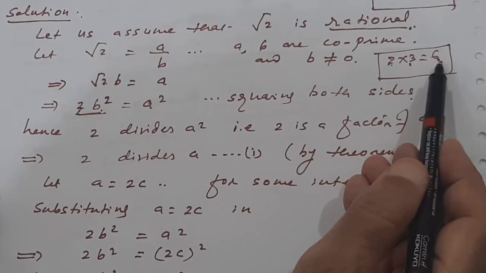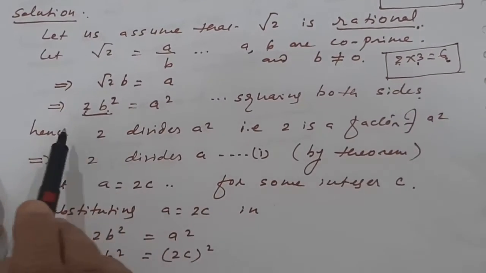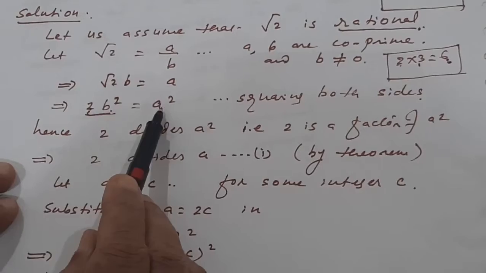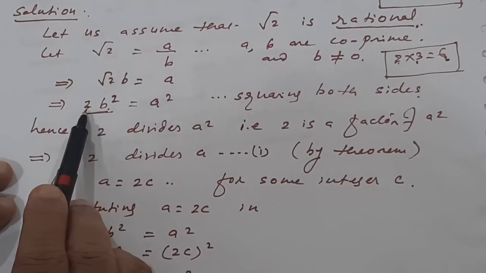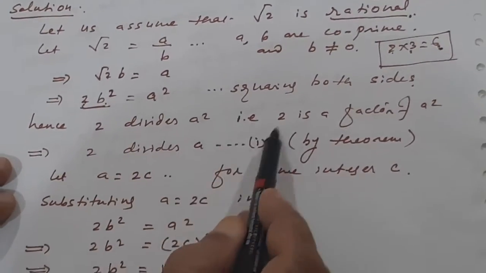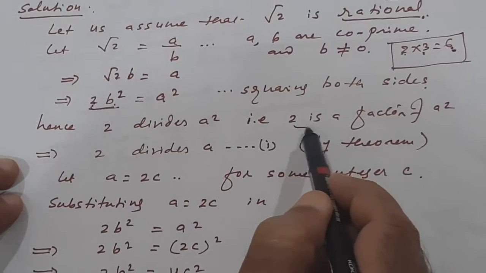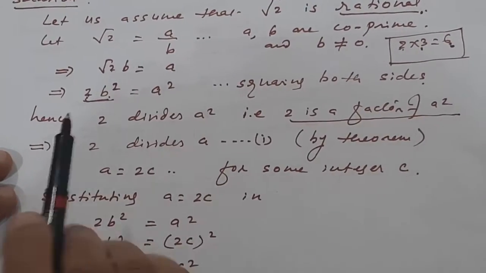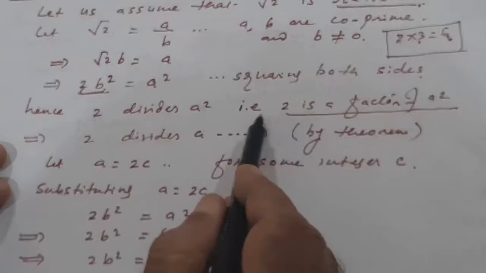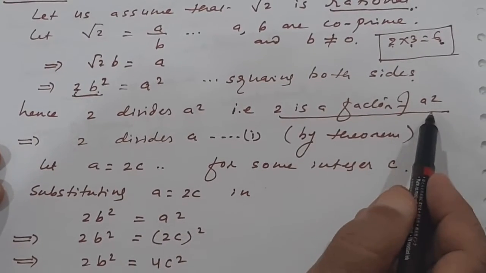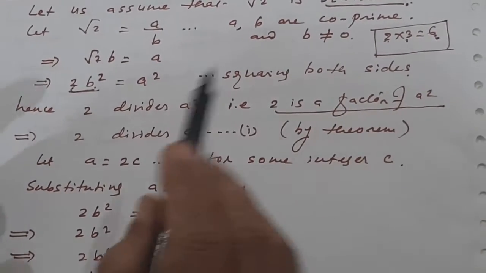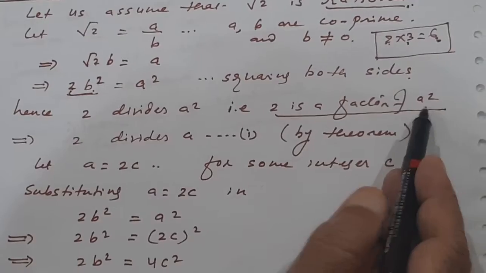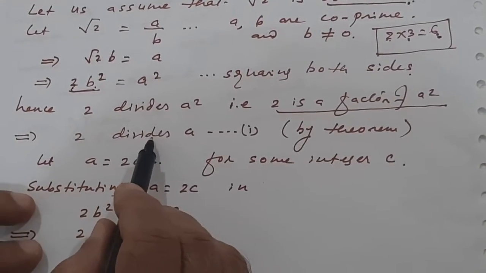3 is also a factor of 6. This is the same thing here. 2b square is equal to a square. Then 2 divides a square. That is, 2 is a factor of a square. There is no need to write it like that; you can directly write 2 is a factor of a square. Now when 2 is a factor of a square, then 2 divides a.